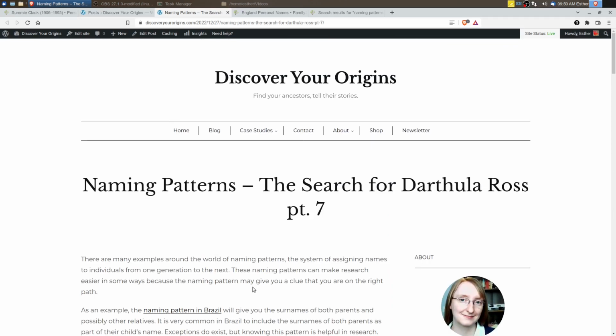So if you would like more information and the links to the FamilySearch Wiki articles, you can look at my blog article, Naming Patterns, The Search for Darthula Ross, Part 7.